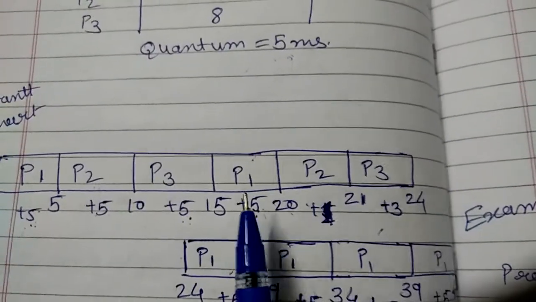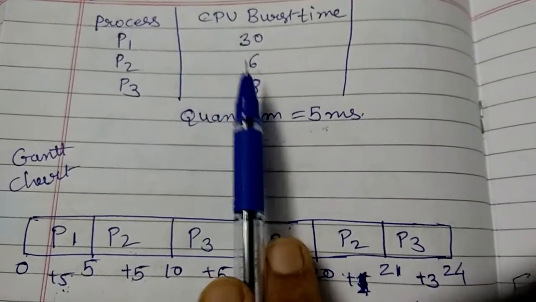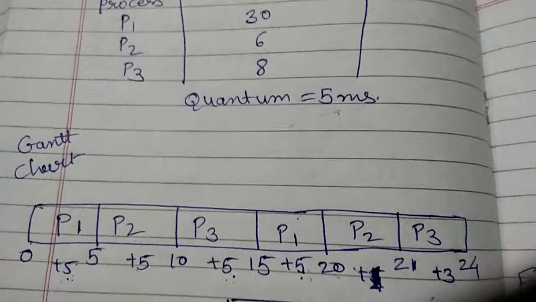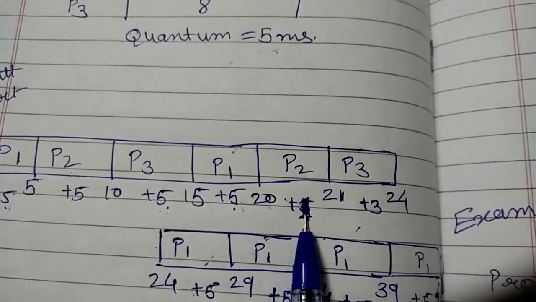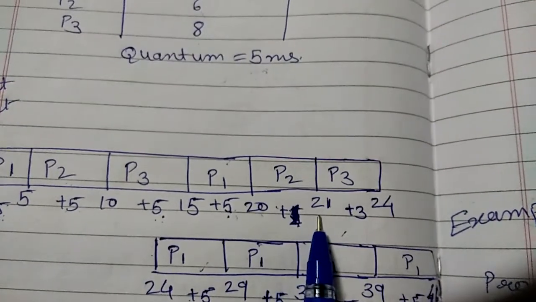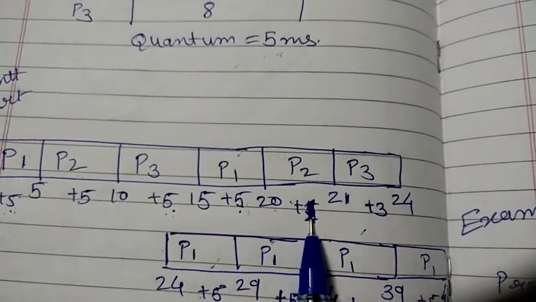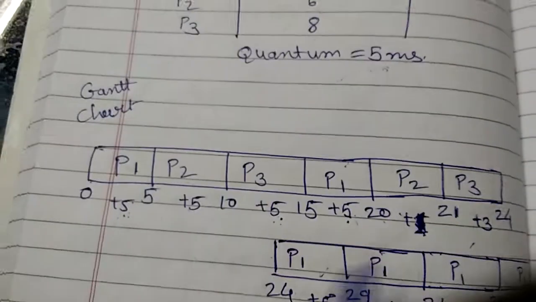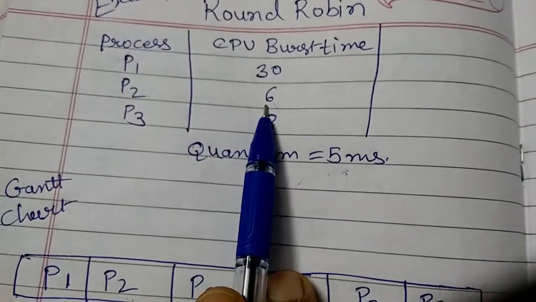So now P2 will complete its execution. P2 requires a burst time of 6, and 5 seconds are already utilized by P2, so it requires only 1 more second. So P2 will finish its execution at the 21st second. We have added plus 1 here, and the 5 has already been utilized. So 5 plus 1, the total burst time of P2 is 6.